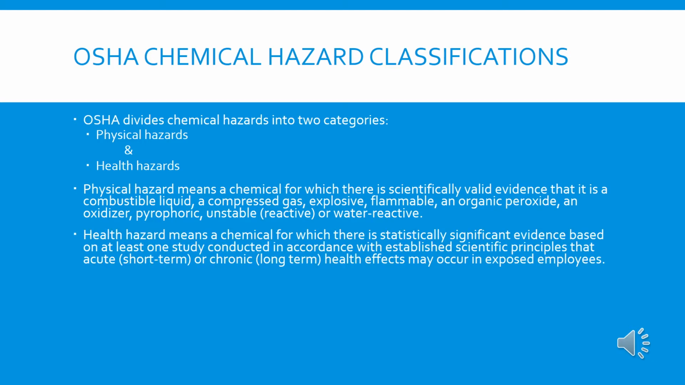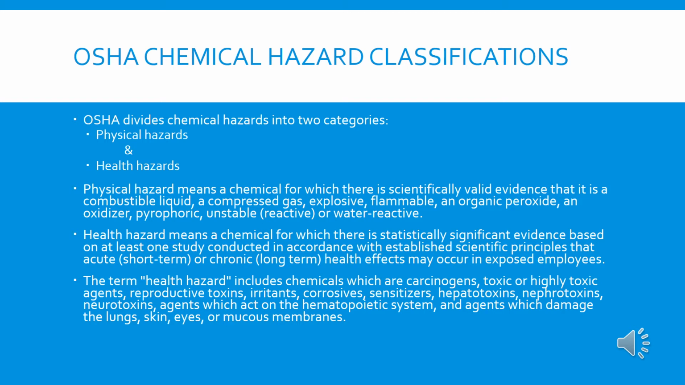Health hazard means a chemical for which there is statistically significant evidence, based on at least one study conducted in accordance with established scientific principles, that acute, short-term, or chronic, long-term health effects may occur in exposed employees. The term health hazard includes chemicals which are carcinogens, toxic or highly toxic agents, reproductive toxins, irritants, corrosives, sensitizers, hepatotoxins, nephrotoxins, neurotoxins, agents which act on the hematopoietic system, and agents which damage the lungs, skin, eyes, or mucous membranes.